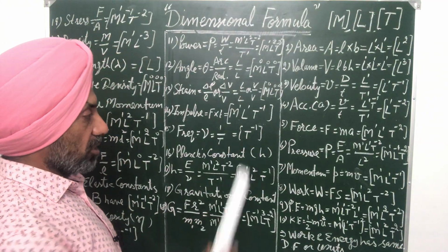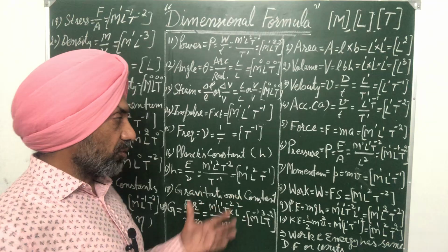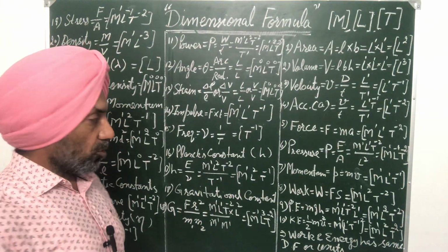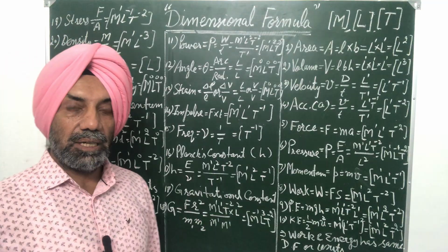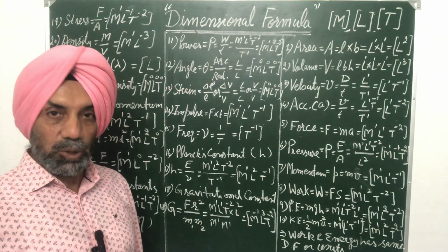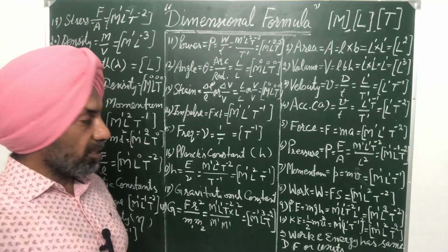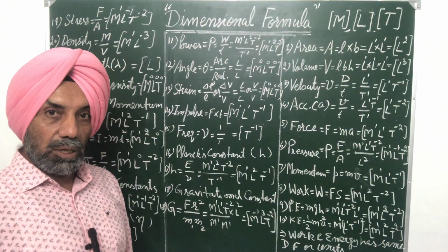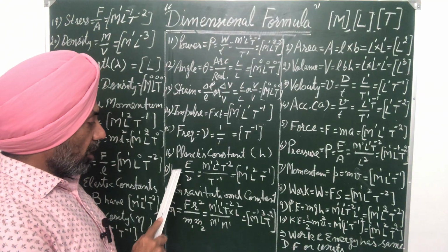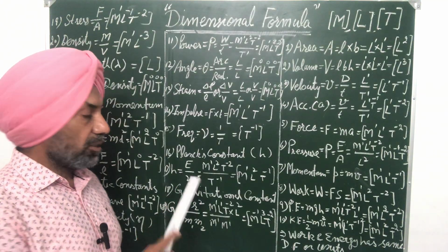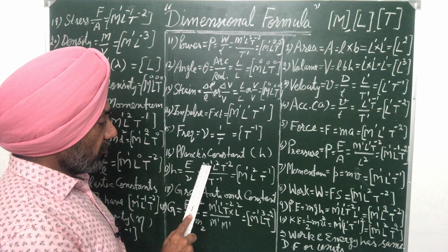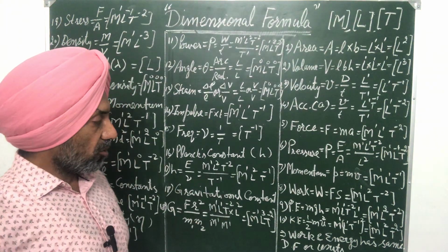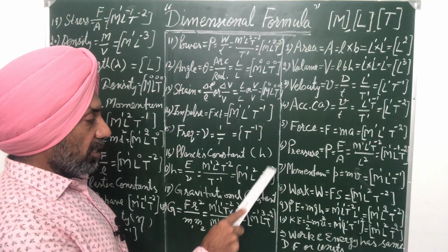Then there is Planck's constant. There are some constants that we use in next chapters. So Planck's constant, small h. According to Planck's theory of radiation, energy is given by E = h nu, where h is Planck's constant, E is energy, nu is the frequency. Therefore h comes out to be E upon nu. At this stage you can remember this formula of Planck's constant, E upon nu. Energy M1 L2 T^-2 over frequency T^-1, so it comes out to be M1 L2 T^-1.